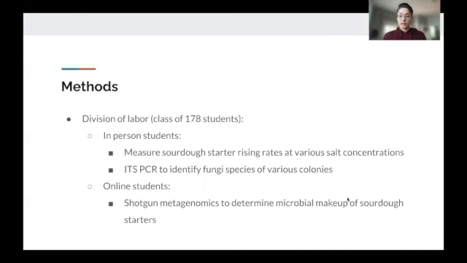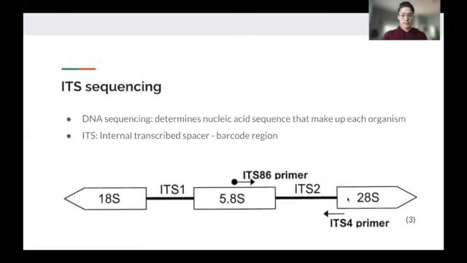And then meanwhile, the online students did shotgun metagenomics, which is basically looking at all the different types of organisms in the starters to determine the microbial makeup of the various starters.